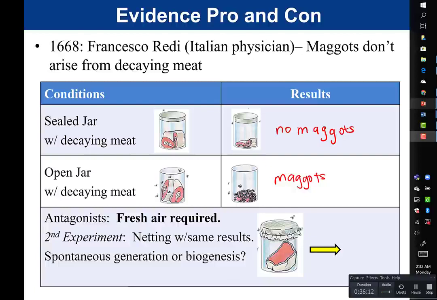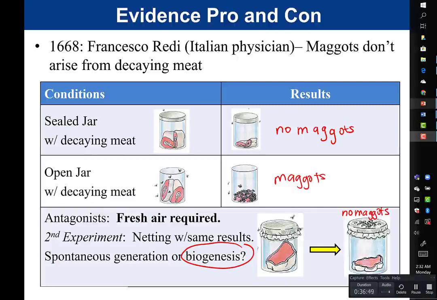So if the fly can't get in to the meat, are we going to expect to see maggots on the meat? Answer is no. Because if the flies can't get in there, they can't lay eggs and they can't form the maggots. So no maggots basically helps to suggest that it is biogenesis. Life comes from life. And so this experiment helped provide evidence in support of biogenesis.